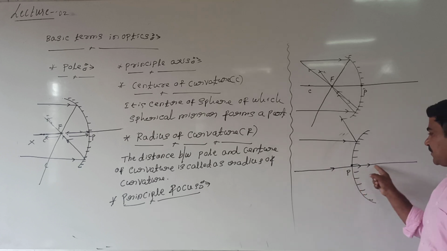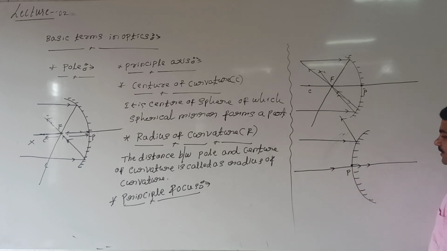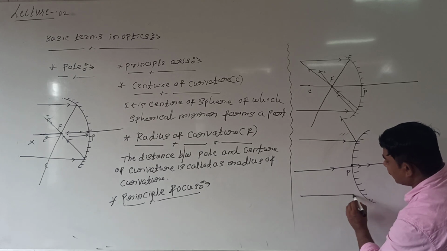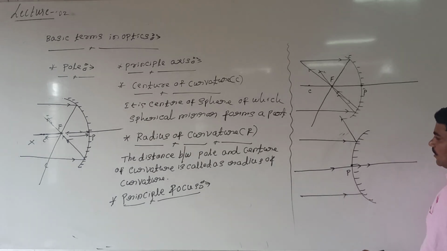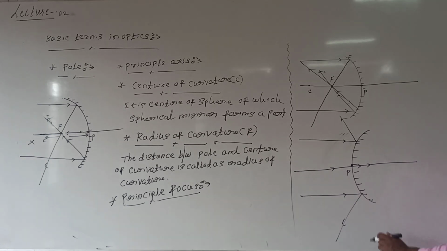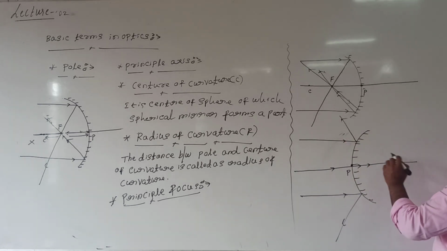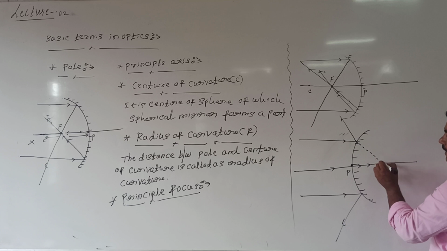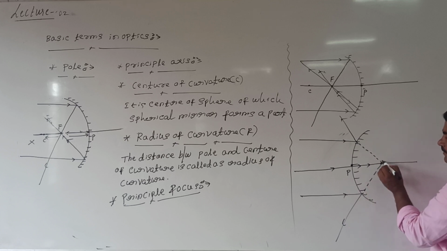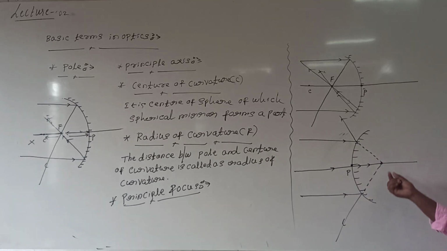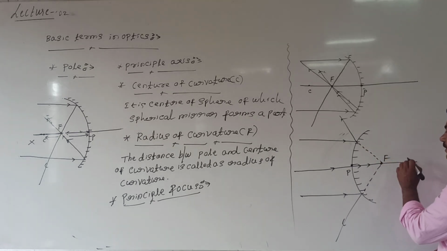I will discuss this point later. Right. One more ray of light. How is it going? Like this. After incidence, it reflects like this. But if the reflected rays diverge, all the divergent rays of light appear to meet at this point on the principal axis. All the rays of light appear to meet on the principal axis. This we call the focus.